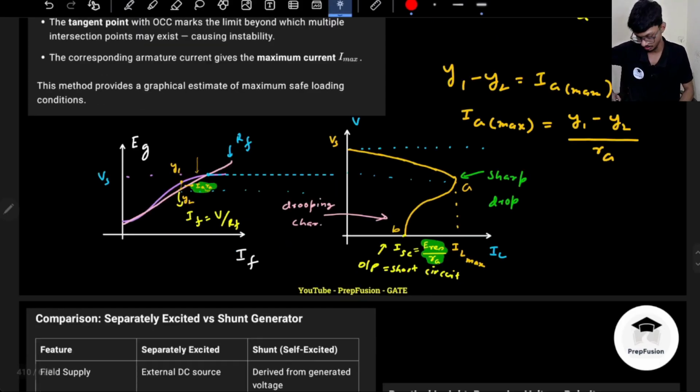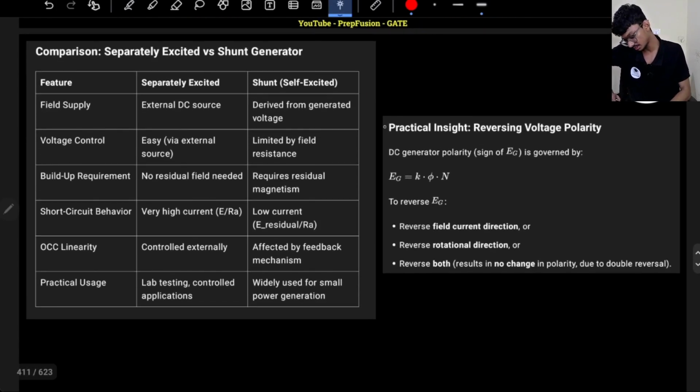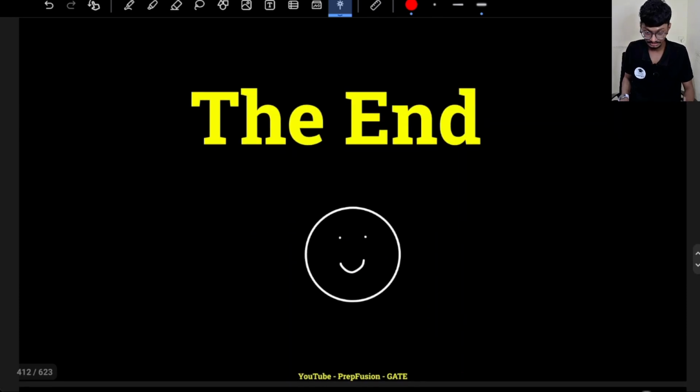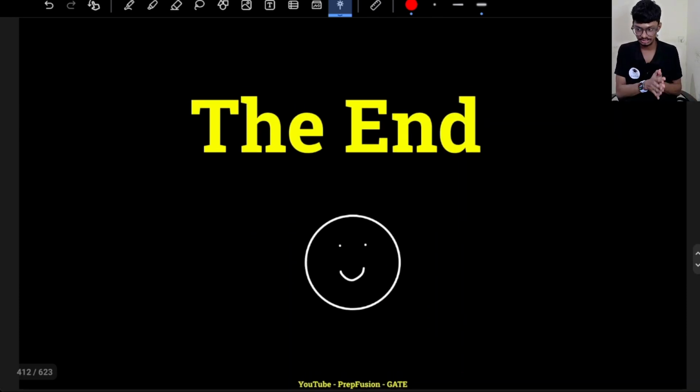I hope you have understood this basic point. So these are the comparisons. You can go through this comparison; I don't want to go through it over again. So this is it for this lecture, and in the next lecture we will do a few questions on whatever we discussed. Also, we will try to finish off the DC series generator and DC compound generator, the characteristics of the DC series and compound generator.